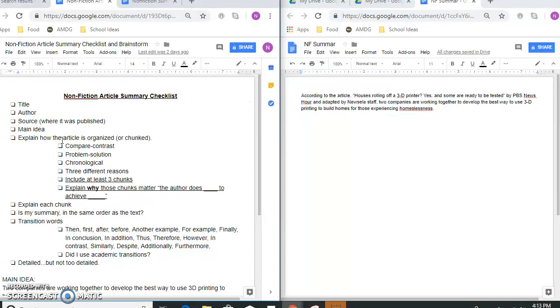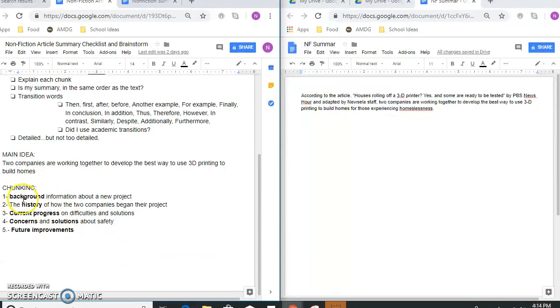Now I go to the 4th. Explain how the article is organized or chunked. How and why did the author organize it this way? Well, we already started thinking about this. The author goes over the background and history of the progress, their current progress and concerns, and their hopes for the future. Overall, that's kind of a past, present, and future approach to organization. So that's what I will use on the right side.